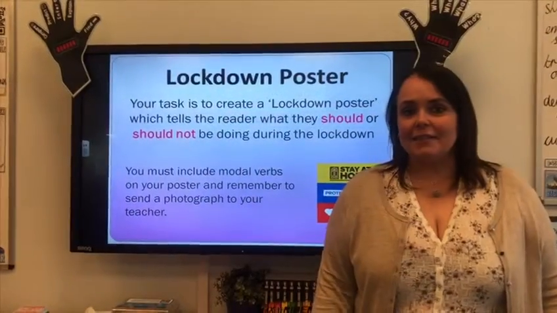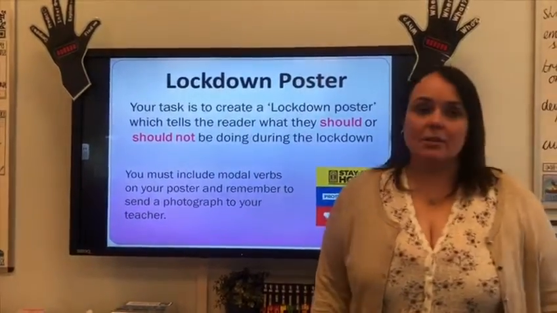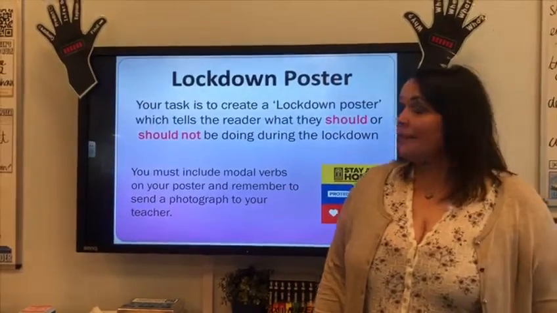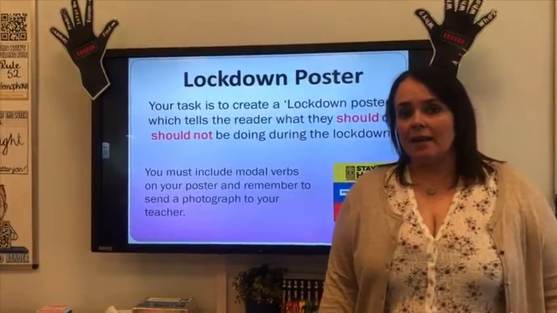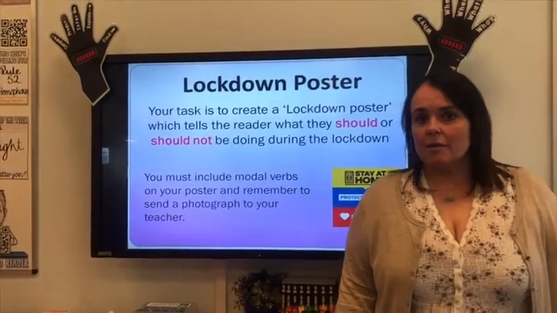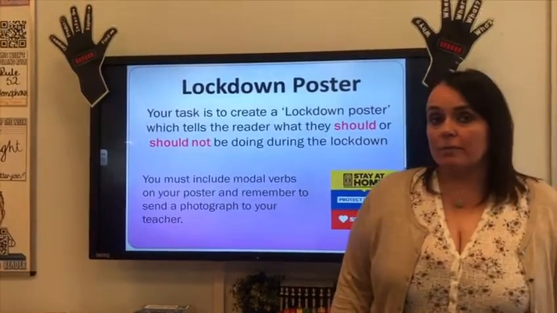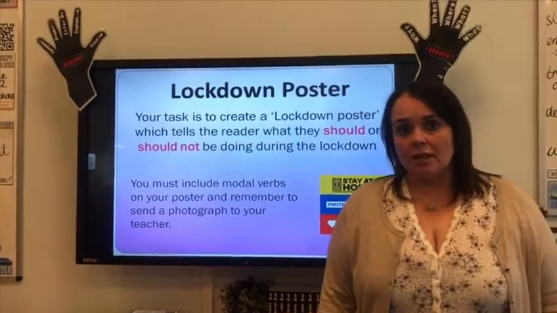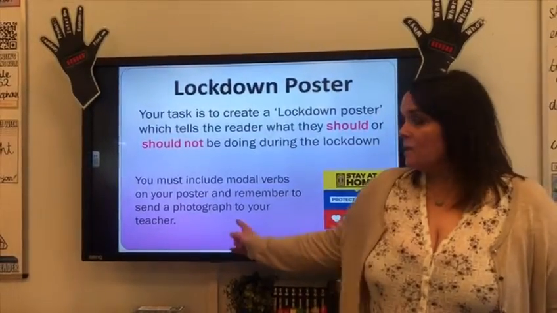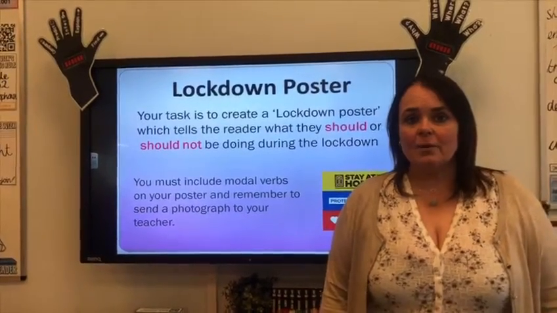Right, and your activity for today, we would like you to do a lockdown poster, please. We would like you to create a poster telling us what the rules are for lockdown. Can you include modal verbs saying what we should and should not do? Try and send us in a picture showing us your posters.